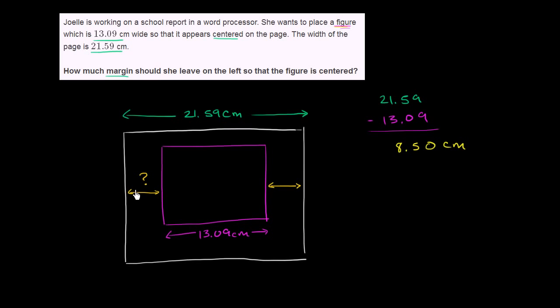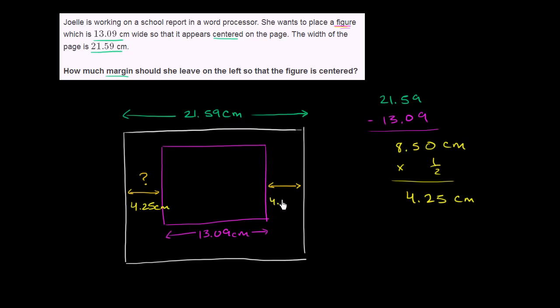Now, if we want to figure out what the left margin should be, if we want to center it, well, we just want to split this evenly between the left and the right margin. So we just want to divide this by 2. So if you divide 8.50 by 2, or multiply it by 1/2, I guess, that might be a little bit more obvious either way. So if we multiply this by 1/2, you are left with half of 8.50 is 4.25 centimeters. So if we want it centered, this is going to be 4.25 centimeters.